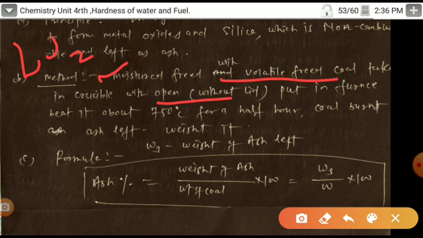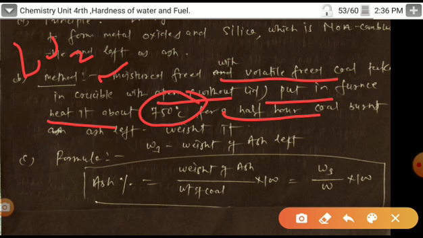That means the crucible will be open, without the lid. Put it into the muffle furnace and apply the temperature of 750 degrees centigrade for half an hour. What is the time limit that you have to keep the coal sample in the muffle furnace for removing the ash substance? That is half an hour.